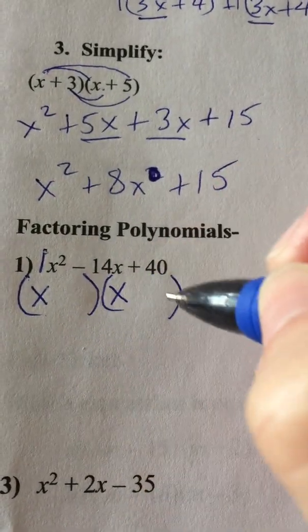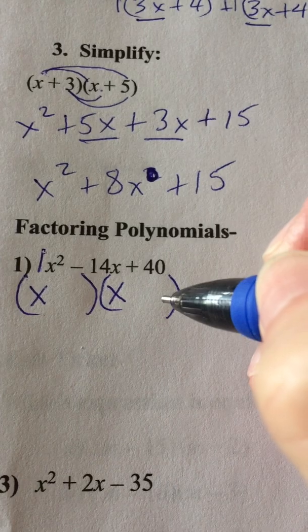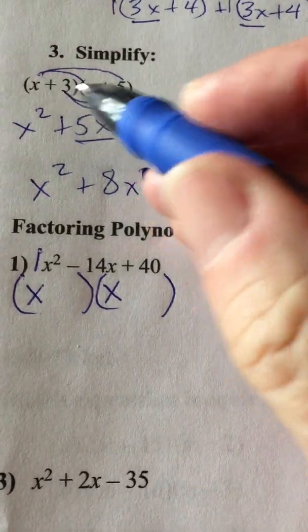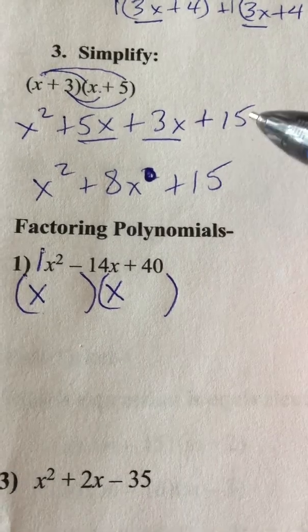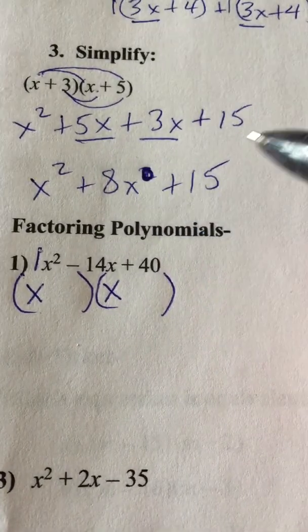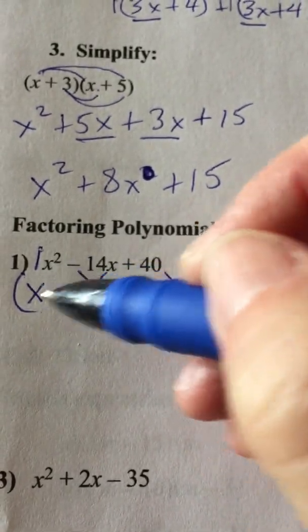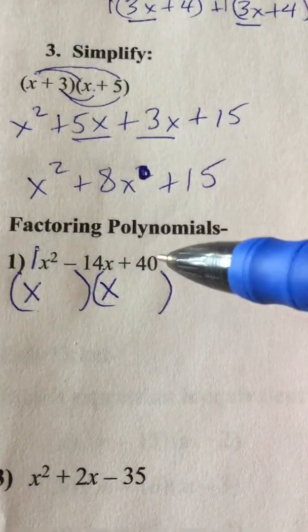Now, I have a number here and a number here. When I multiply those two numbers together, they have to equal the number on the end, the 40. See up here, the 3 times the 5 gives you the number on the end. Okay, I'm not worried about the middle number right now. I just want the two ends. So to get the x squared, it's x times x. These two numbers multiplied together have to equal 40.